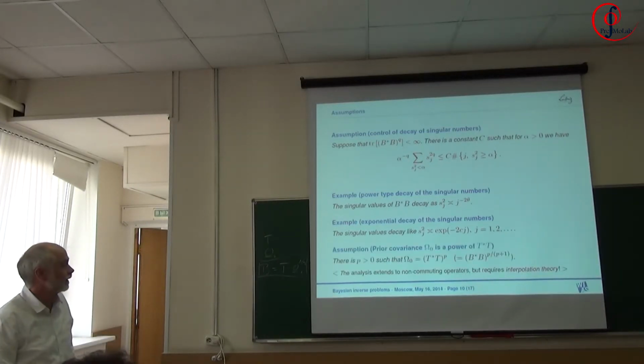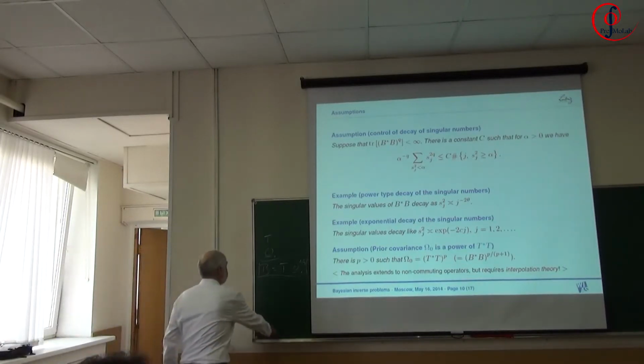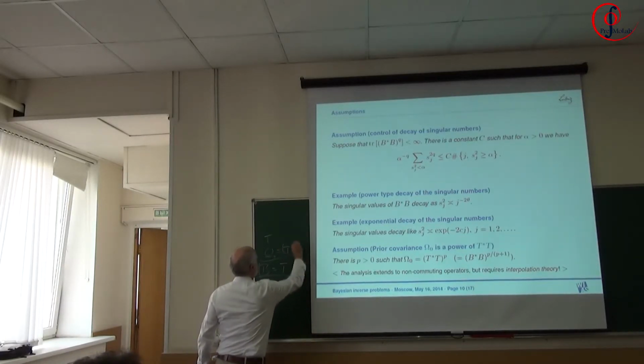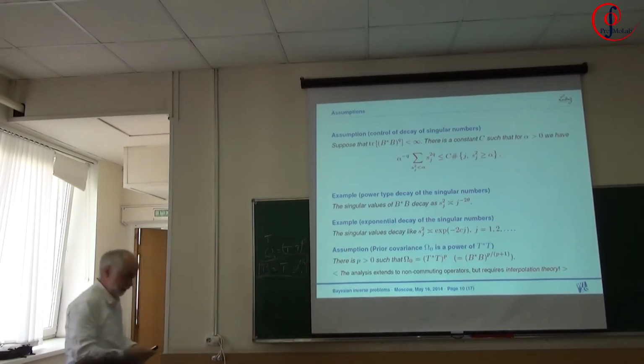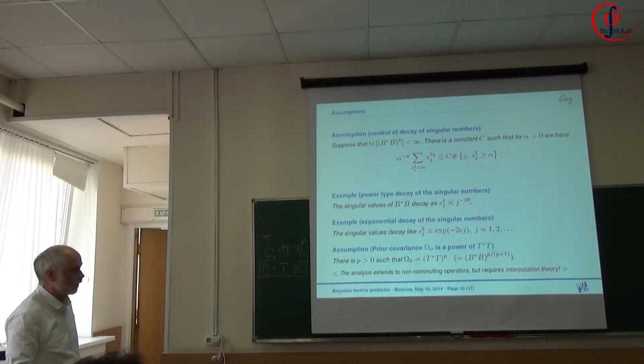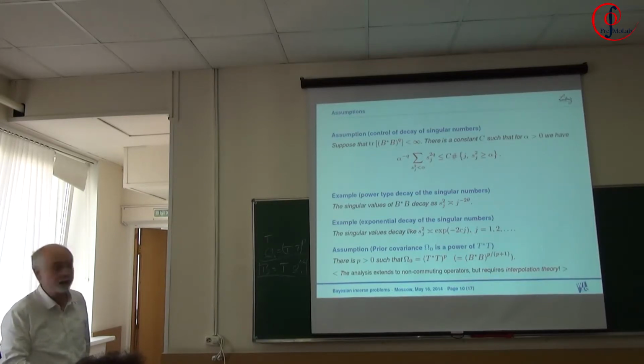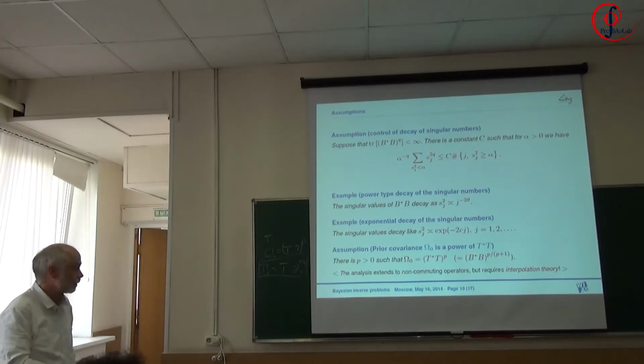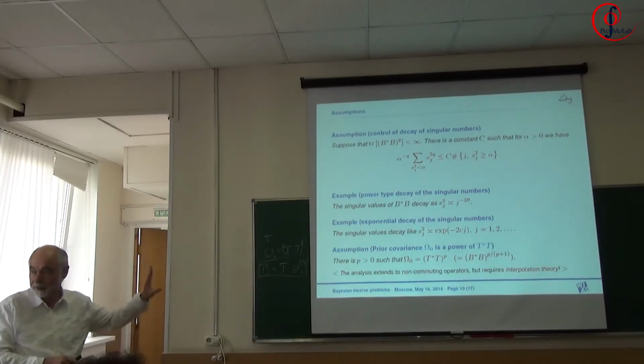Next assumption. Next assumption is, well, we relate the prior, that's a prior. The prior should be a function of T star T. So omega sub 0 is T star T to the power P. And then you see, if you can recalculate everything in terms of B star B, P and Q will be P over P plus 1. So that will be finite because the trace of omega 0 is finite, and then you are in a good setup.